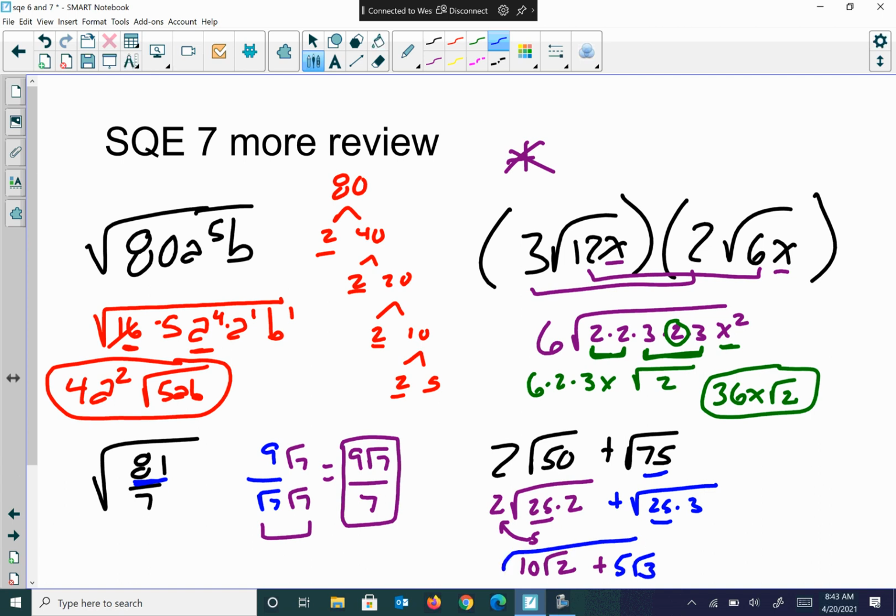So, is 10 root 2 and 5 root 3 simplified, or can I add them together? Are these like terms? I'm just asking, are those two right there, root 2 and root 3, the same thing? No, so they're not like terms. So that's my final answer. Move that down a little bit.